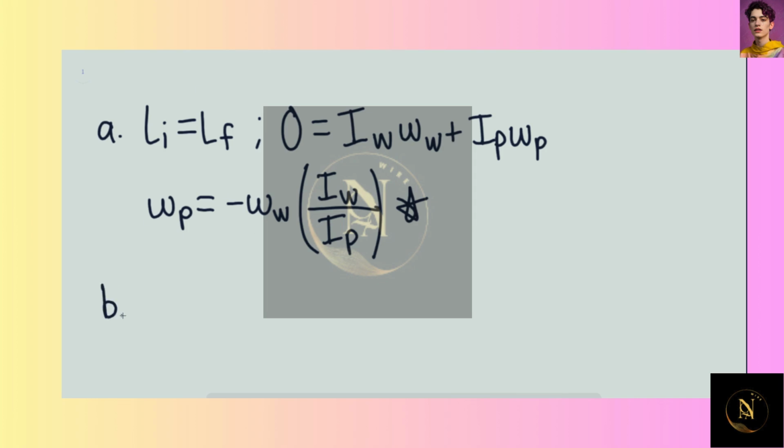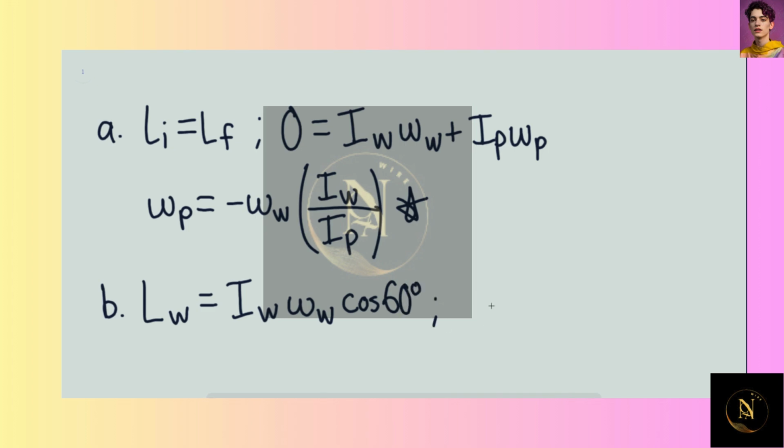Now, to part B, if it is pointed at a 60 degree angle to the vertical, then the component of its angular momentum along the vertical direction would be the moment of inertia of the wheel times the angular velocity of the wheel times cosine of 60 degrees.